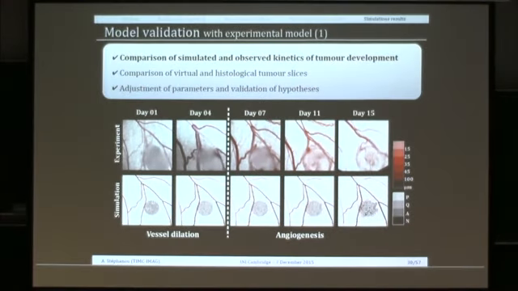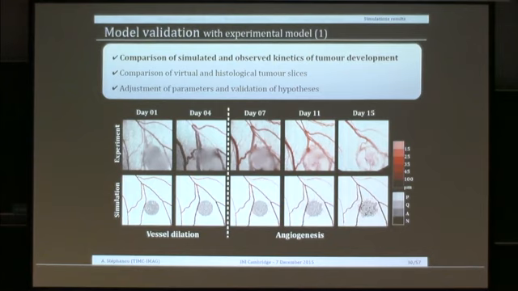Okay. So what we do is we use the first experimental model, the one with the dorsal chamber, to try to validate this model, without treatment in the first stage. And it worked. We were quite happy with it. We needed to adjust some things, but it was okay. So first what we did is to compare the simulation with the observed kinetics of tumor development.